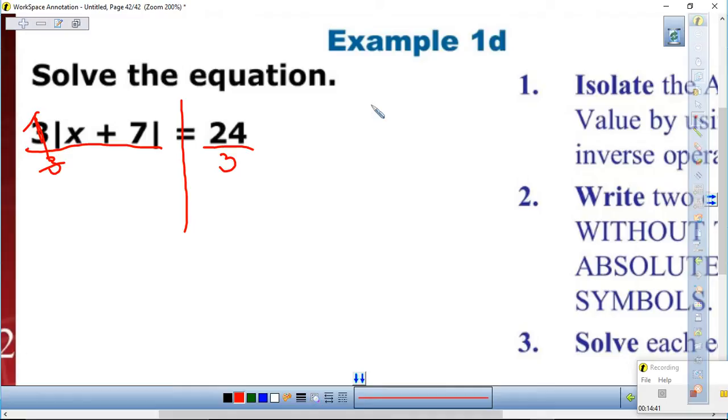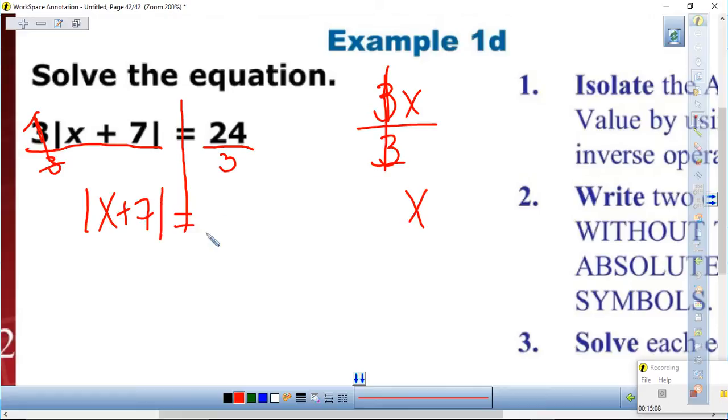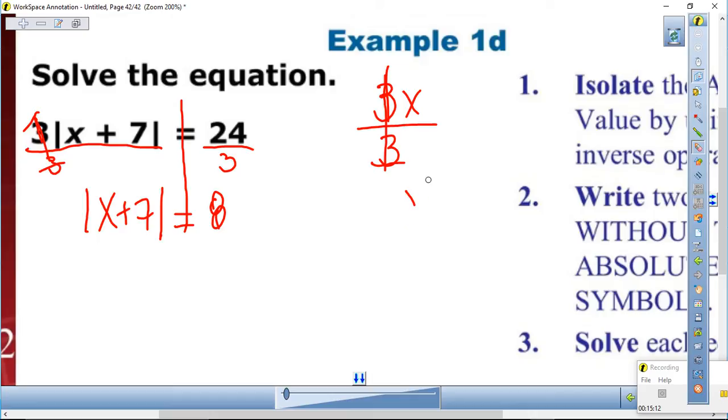It's kind of like doing this. Look up to the screen. It's kind of like doing this. What is 3 over 3? And we're left with x. But now instead of x, we have an absolute value. So we bring the absolute value down. Equals 8. Do you know what to do from there? Yeah, finish it off, please.